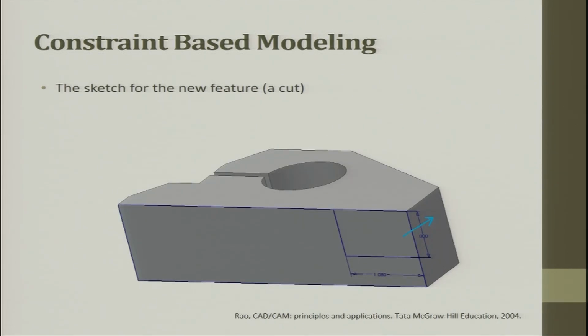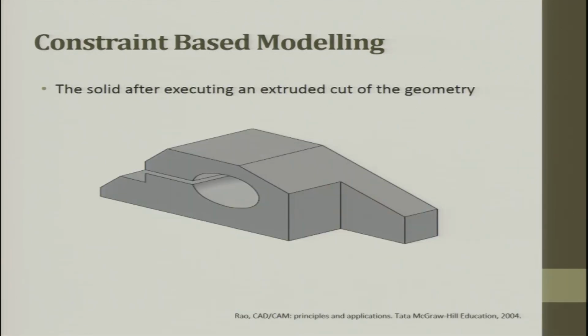In this constraint based modeling, if you want to cut and remove material, that is also possible. For example, I do not want this portion; I want it to be cut down. I give the 2D profile and say stretch it along this direction, and call this A and this B. Then I say subtract B from A. So, what you get will be this profile, a solid after execution of an extruded cut of the geometry. These are all part of constraint based modeling, which is defined from 2D and then you start doing 3D operations.